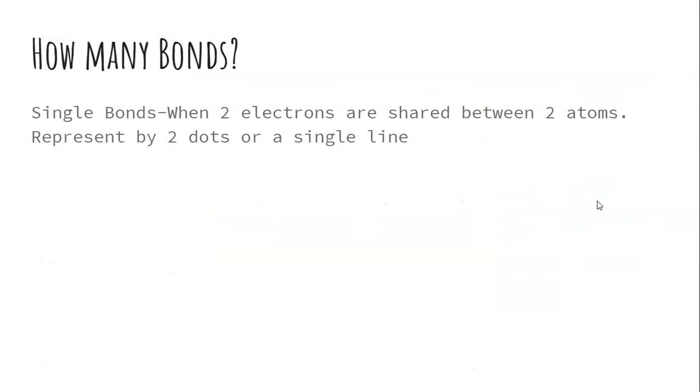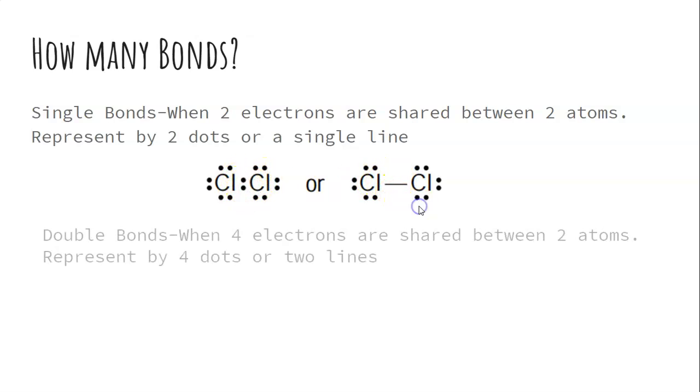There are 3 types of covalent bonds that we're going to look at in terms of the number of bonds. There are also types of bonds, whether it's polar or nonpolar, which we're going to talk about later. But single bonds are when 2 electrons are shared between 2 atoms. It's represented by 2 dots or a single line. So here's our example. Chlorine and chlorine, when they are attracted to each other, they're sharing these 2 electrons right here, and then these 2 electrons become a stick.